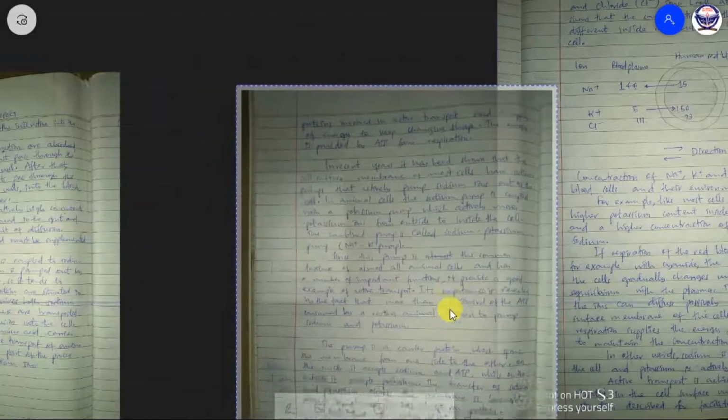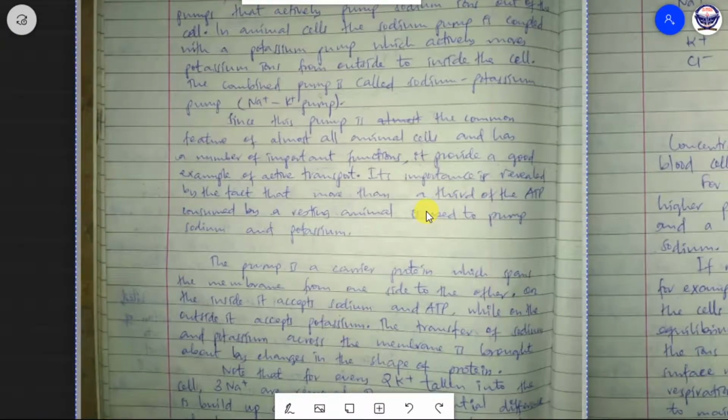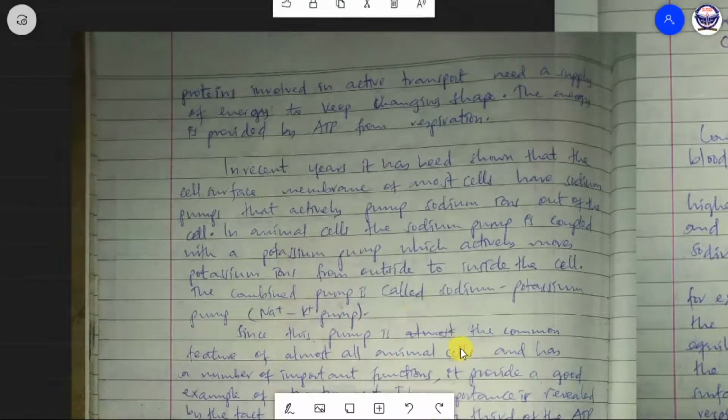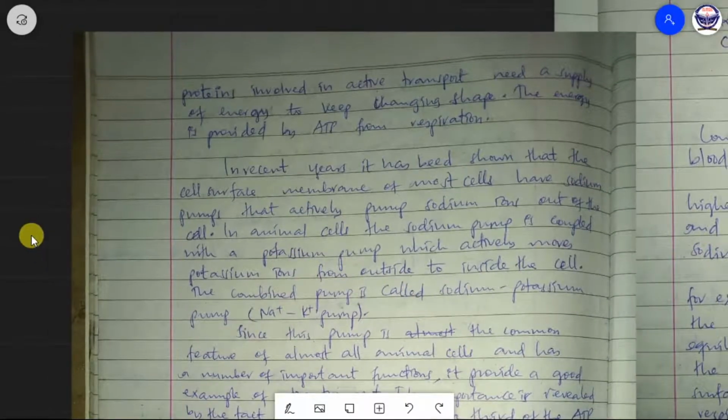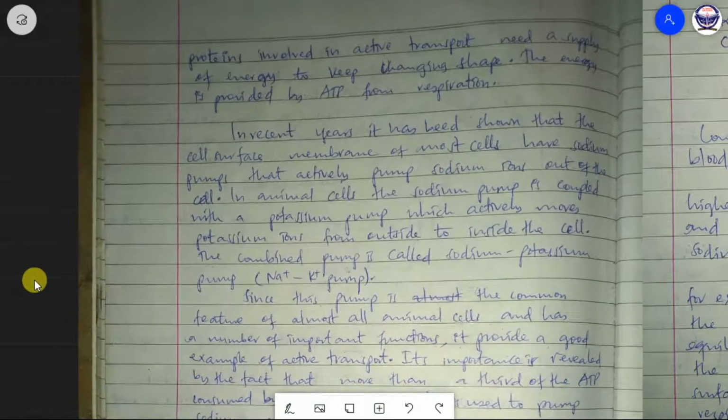So let me move to this page. Let's continue. Unlike facilitated diffusion, the carrier proteins involved in active transport need a supply of energy to keep changing shape. The carrier proteins in facilitated diffusion do not require energy to change their shape, while in active transport, the carrier proteins require energy to change their shape.